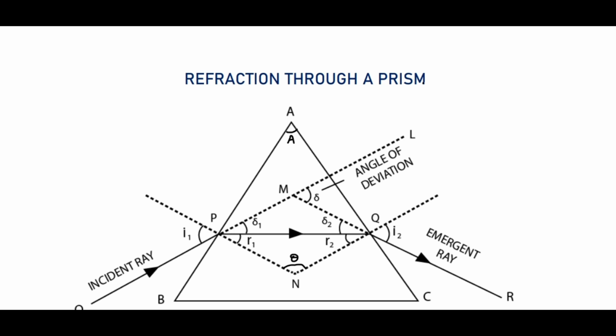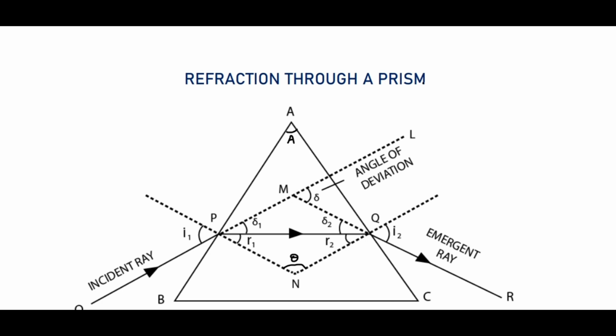Hello students, in this video we are going to discuss the refraction through a prism. The prism ABC is as shown in the figure. A ray OP is incident on AB refracting surface and at point P it undergoes refraction, and PQ will be acting as the refracted ray.